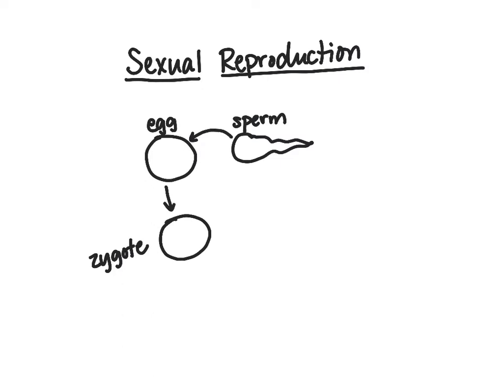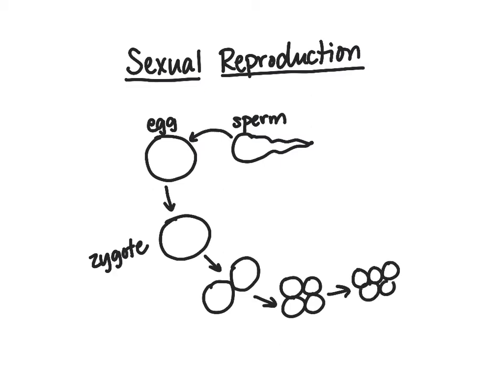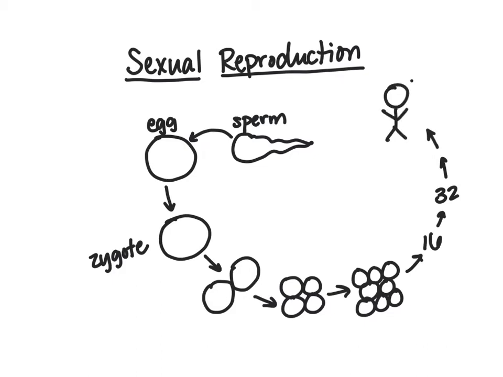Now the zygote starts to go through embryonic development, and embryonic development happens through a lot of mitotic divisions happening very quickly. So one cell becomes two cells, which become four cells, which become eight, etc., etc. So 8 cells become 16 cells, which turn into 32. And this keeps happening until you ultimately end up with trillions of cells producing a human.